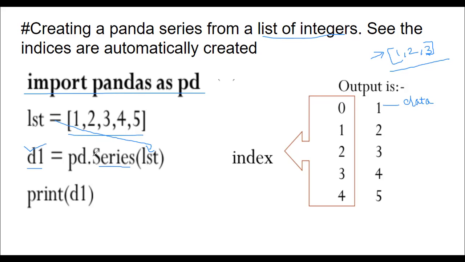Suppose you don't want to store it like this. Directly within the open bracket, you can give the list of values also, like 1, comma 2, comma 3, comma 4. You can give it this way also. That is also possible. It is not compulsory that you always have to store it in one variable and then call that variable. pd.Series, open bracket, then inside directly you can pass the list of values. That way is also possible.